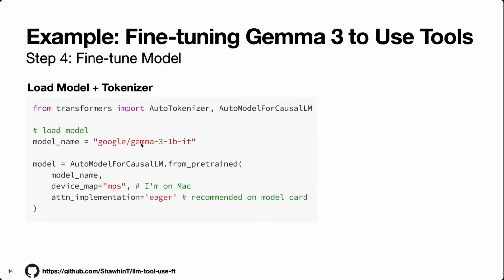So I loaded in Gemma 3 1B instruction tuned from the Hugging Face Hub. Use this auto model for causal LM from pre-trained. So just pass in the model name, the device. I'm on Mac, so I used MPS. And then attention implementation eager. So this is what Google recommended on the Gemma 3 1B model card. So that's why I did that here. And then the tokenizer is a one-line import. So we just do auto tokenizer from pre-trained, and then we pass in the model name.